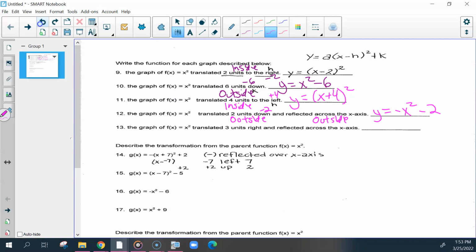The last one, x squared translated 3 units to the right, so that's inside. But opposite, so minus 3. Reflected across the x-axis is still outside. So we would have y equals our negative on the outside, but we have something on the inside, x minus 3, all being squared. That's on that one.